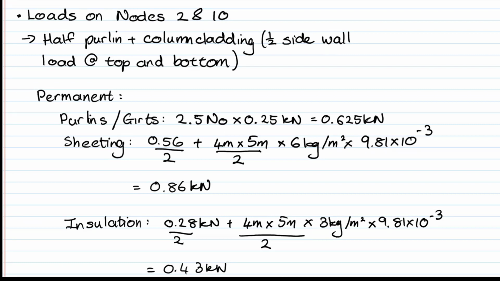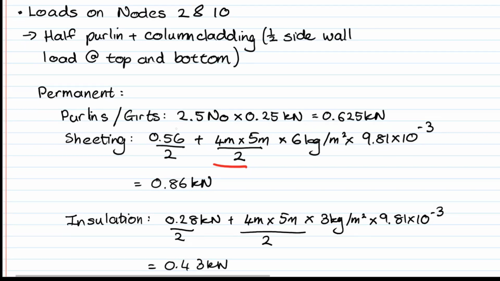So here we've got everything written out, what we've just explained. We've got half purlin plus column cladding being applied at 2 and 10. We've got our purlins, we've got our sheeting. So this is then the side wall and the side wall and roof cladding.